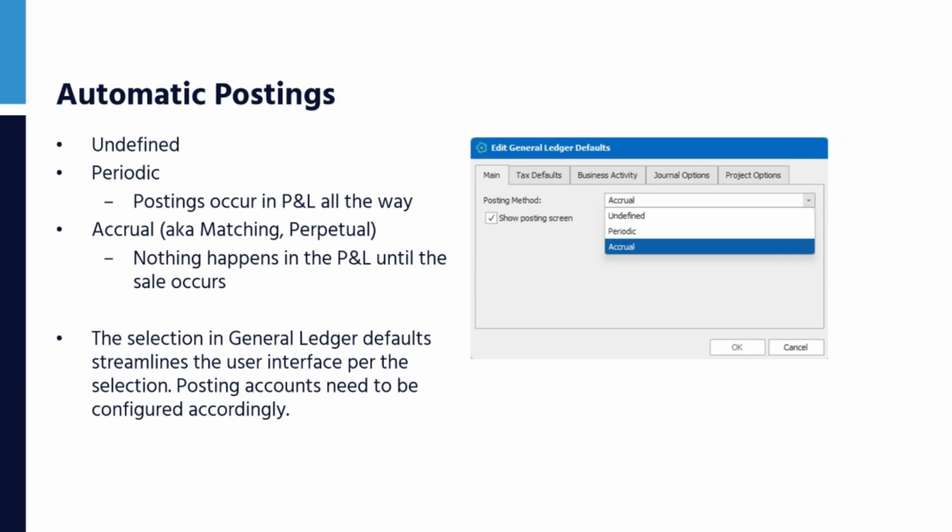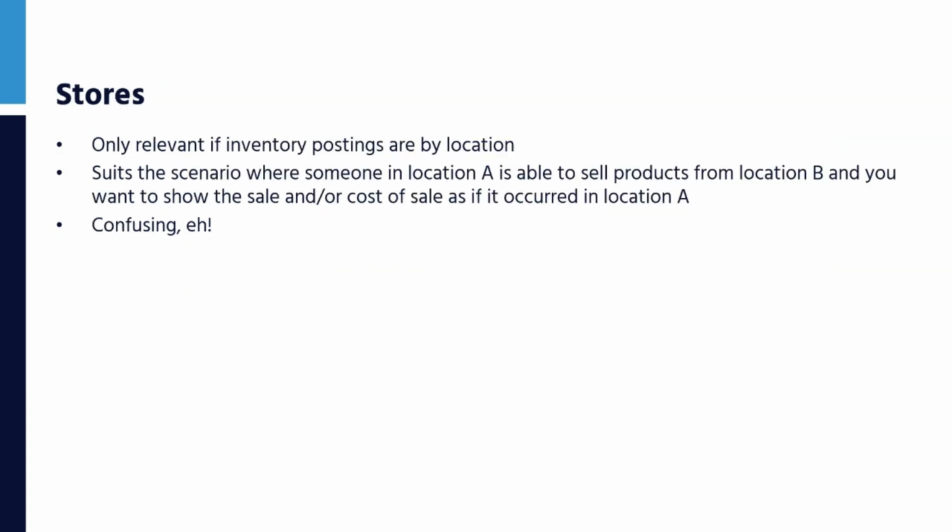I'm not going to go into too much detail at this point, but with periodic, you get stuff happening in the profit and loss as you transact, whereas with accrual, basically nothing happens in the P&L until the sale occurs. So we'll work through a comparative example at the end of this session. Basically this selection here just streamlines the user interface. You still need to go and set up your posting accounts.